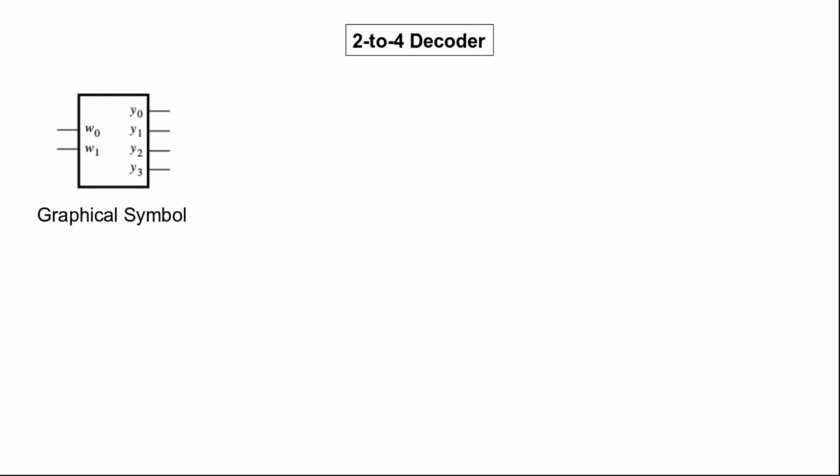Now let us talk about the 2 to 4 decoder. As we can see from the graphical symbol of the 2 to 4 decoder, we have two inputs, W0, W1, and we have 4 outputs, Y0, Y1, Y2, Y3.